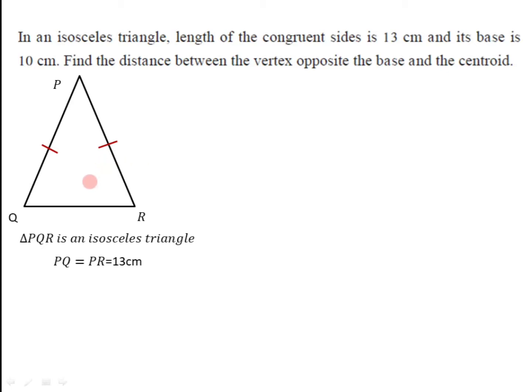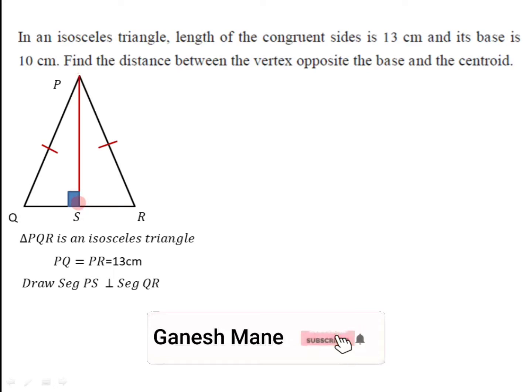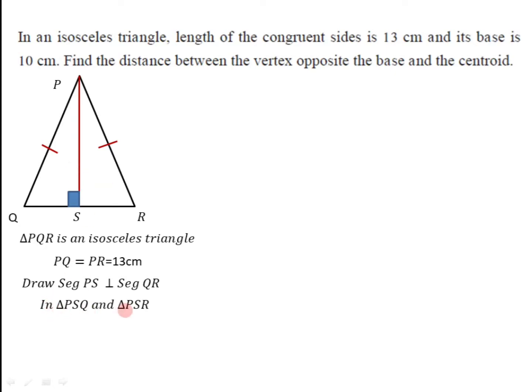To have the centroid of a triangle, first of all we should have a median. So before that we'll do one construction. We'll draw a segment which is perpendicular to base QR from point P. We'll name this as segment PS. So here we have constructed segment PS perpendicular to segment QR. Now as we have drawn one perpendicular from point P, we have got two right angle triangles, triangle PSQ and triangle PSR. We are trying to show that these two triangles are congruent.